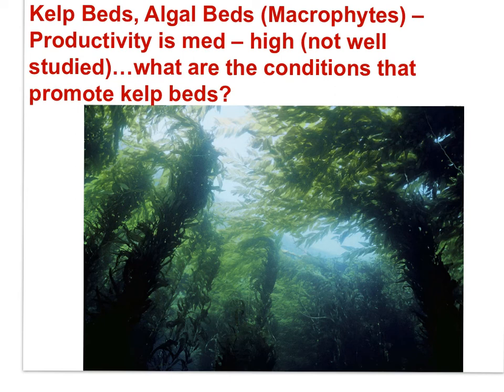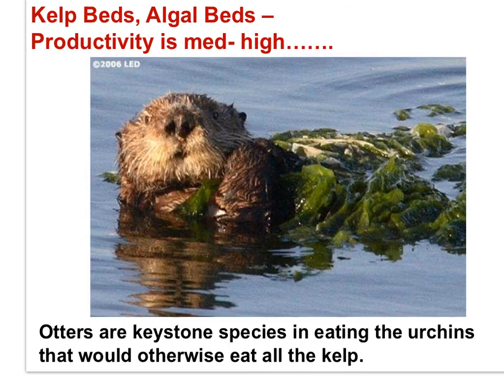Kelp beds or algal beds have very large ocean producers, but the conditions need to be right: cold water, shallow depths, and protection from destructive waves. You might remember that otters are a keystone species in kelp beds as they eat urchins, ensuring that urchins do not overgraze on the kelp. If otters are removed from the ecosystem, the kelp disappears and the system is threatened with collapse.